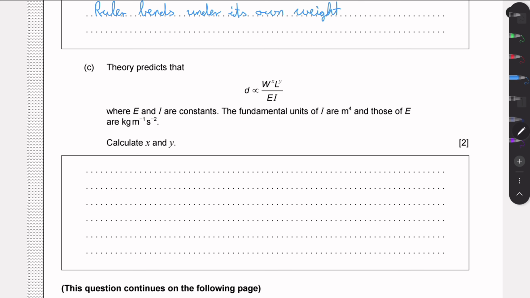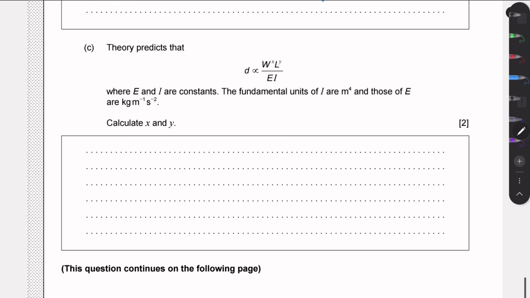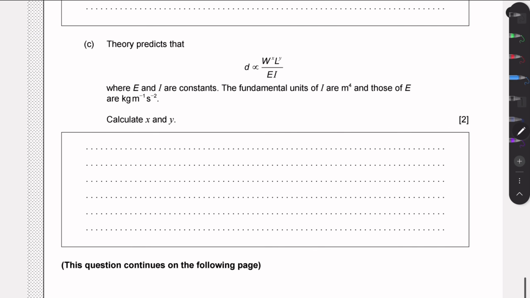In IB we don't learn anything about this, but we also don't need to because we're provided the SI units for these, so that's all we need. But this is actually an actual theory. It is not something that just the IB came up with, obviously. So what we have to do here is just find the powers x and y.